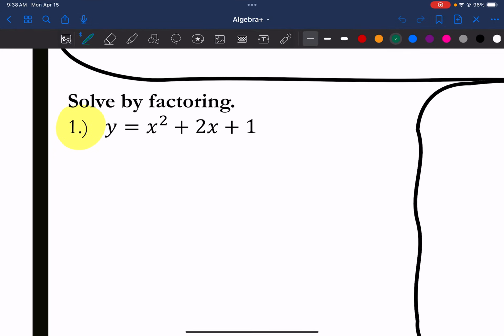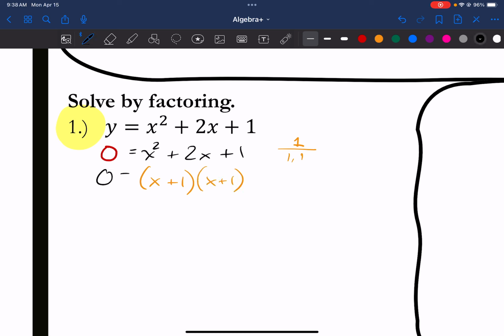We're going to set this equal to 0. I notice there's no GCF, so I'm going to immediately factor it. Something times something will give me c, and those two somethings will add up to give me b, which is 2. Well, I'm trying to find factors of 1, which are just 1 and 1, and 1 plus 1 is 2. So my factored format, or my intercept form, is this.